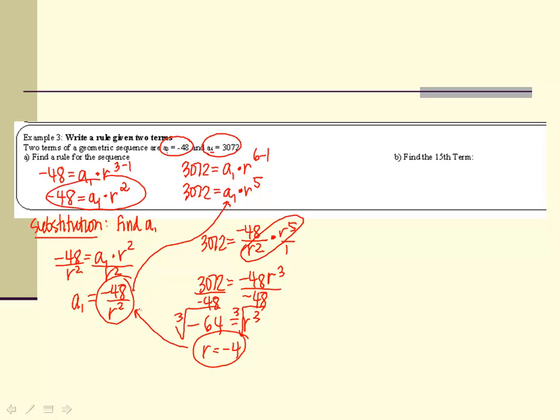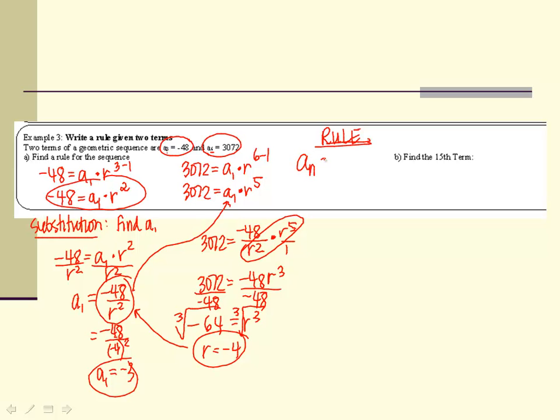So I'm going to put the r back in, and I'm going to say, all right, negative 48 over negative 4 squared. So negative 48 over 16, a sub 1 equals negative 3. Now that I know these two, I can write my rule. This is, in my opinion, the hardest question from the entire lesson. And I will give you another question like this in the warm-up for tomorrow.